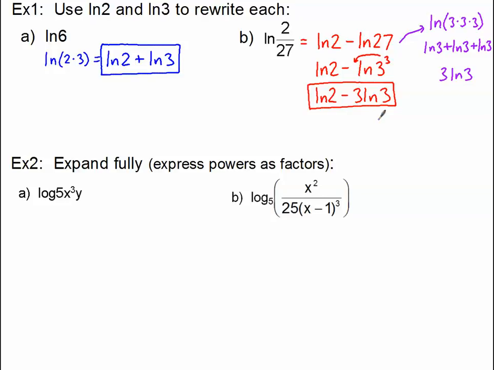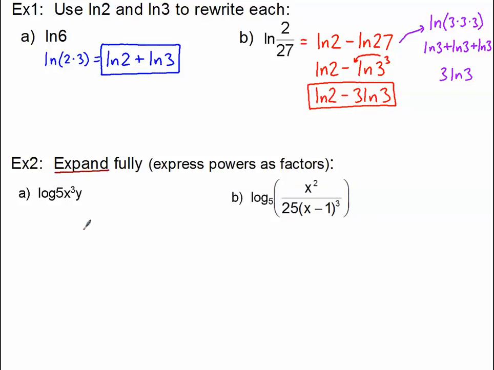Okay, now let's change gears and let's expand. We have different variables and different numbers, but the direction here is expand fully. We want to express any powers as factors, meaning that we should not see any exponents in our final answer. So I've got the log of 5x cubed y. So this is a product of 3 things.